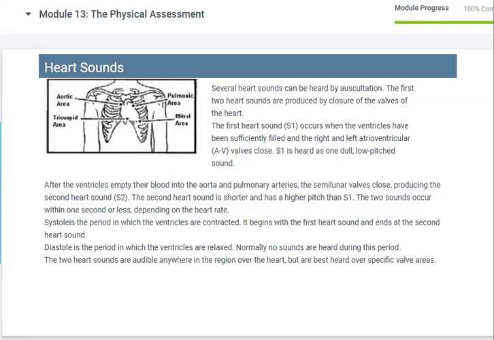Systole is the period in which the ventricles are contracted. It begins with the first heart sound and ends at the second heart sound. Diastole is the period in which the ventricles are relaxed. Normally no sounds are heard during this period. The two heart sounds are audible anywhere in the region over the heart, but are best heard over specific valve areas.